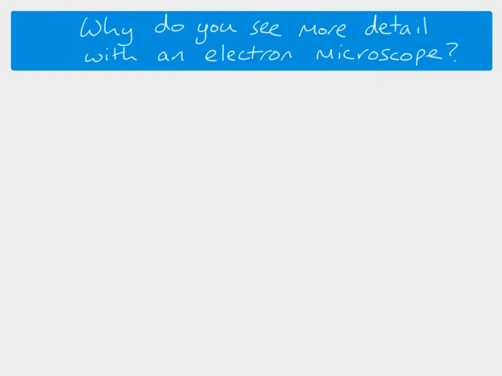Now, if we want to see more detail, that means we need to use a microscope with a higher resolution. So we can use an electron microscope. Electron microscopes have a higher resolution than a light microscope. And if we think about what we've just said about what the limit of resolution means, if the limit of resolution is all about the wavelength, and the electron microscope has a higher resolution, that must mean that it's because of the wavelength.